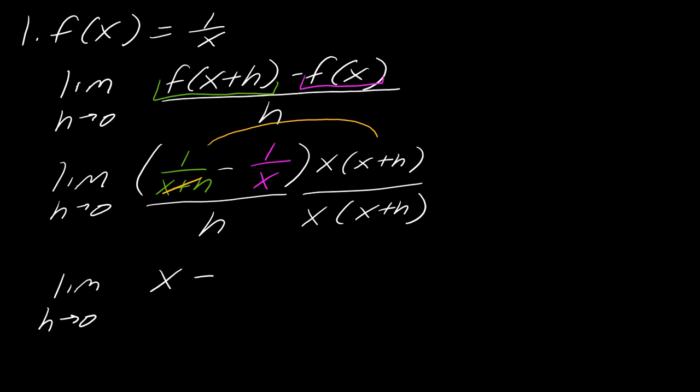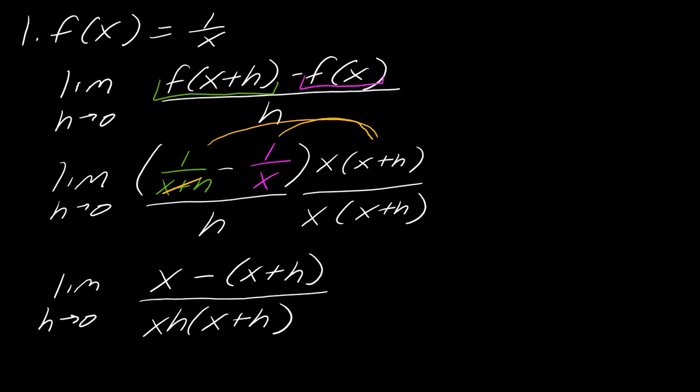And then for this other one, if I take 1 over x times this whole thing, as I multiply this now against this piece here, the x's will drop out. So what am I left with? I'm left with just x plus h. Okay, so that's the top, and now the bottom is going to be xh times x plus h, okay?